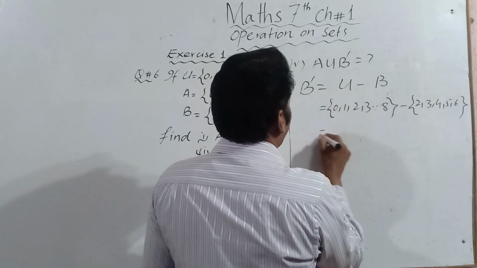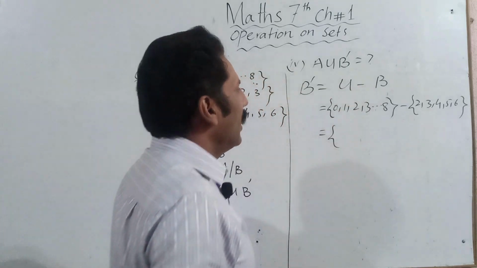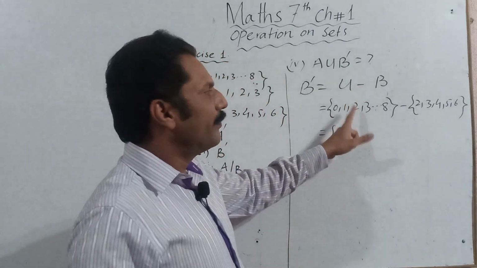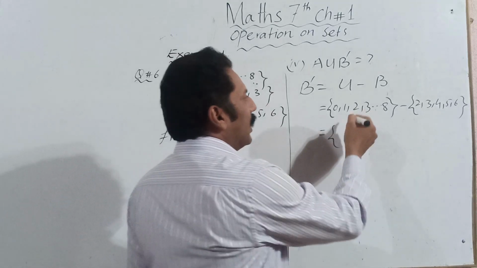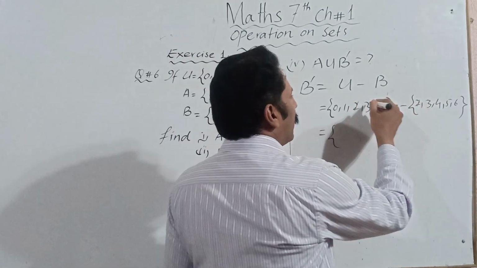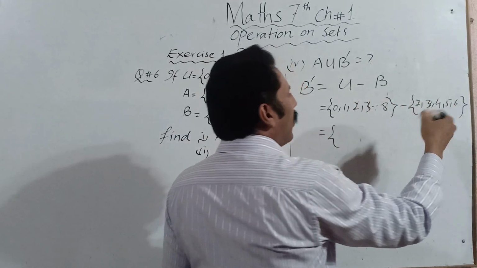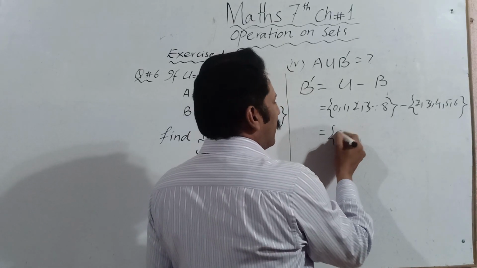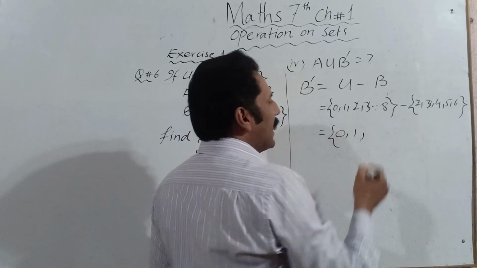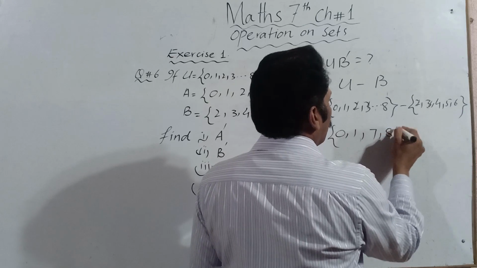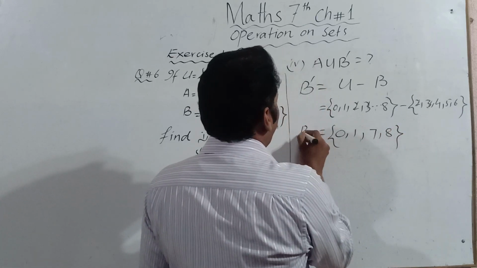Okay, so what will our answer be from this? The common elements we will not write, meaning we will not write 2, we will not write 3, and we will not write 4, 5 and 6 either. So what is left? 0, 1, 7, 8. Okay, this is our B complement.